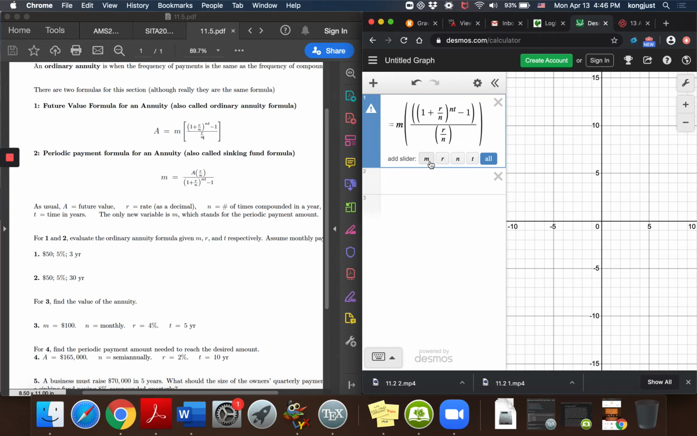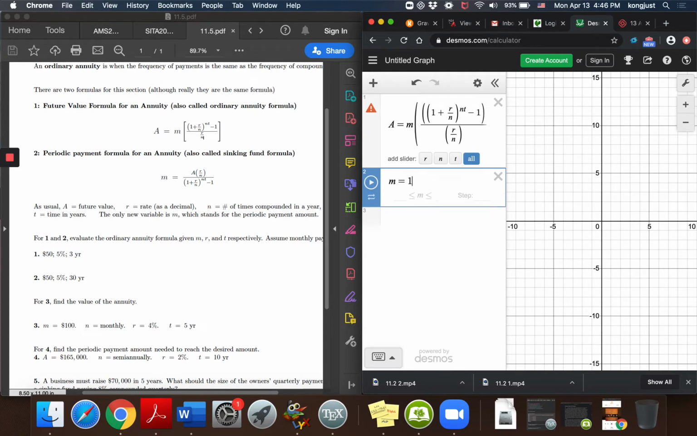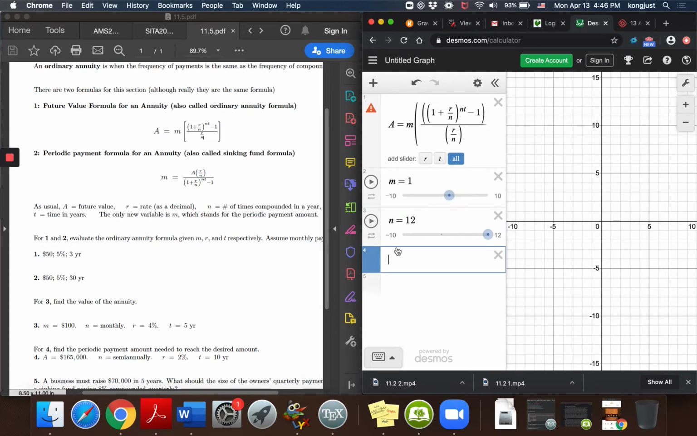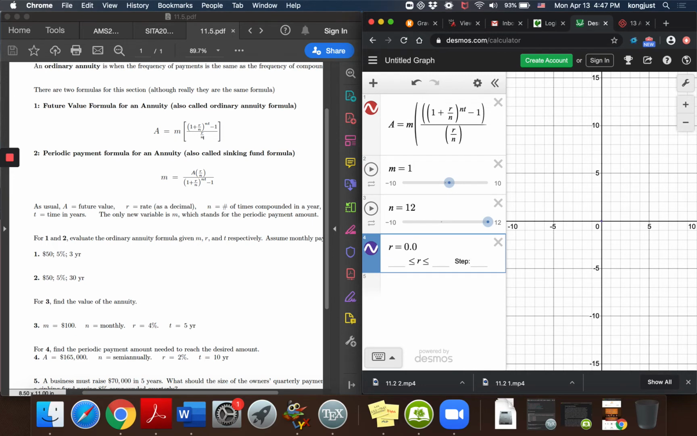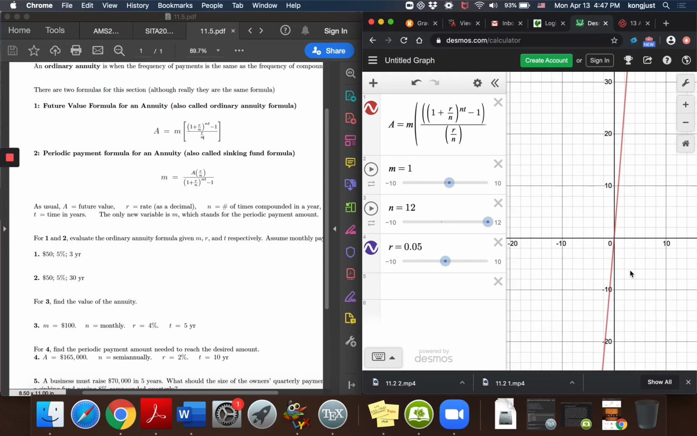Okay, I'm gonna add sliders for these. Actually, no, I'm not gonna add sliders. Let me just pick numbers. Let's say M is $1 for now. N is gonna be 12 because we're assuming monthly. And then R is gonna be a rate. Let's do 0.05 again. Okay. Let's see what the graph looks like.